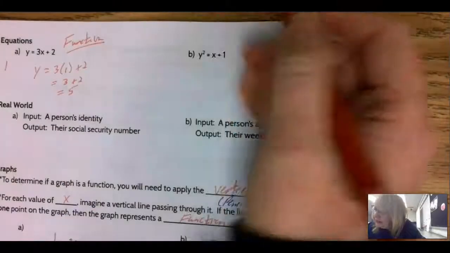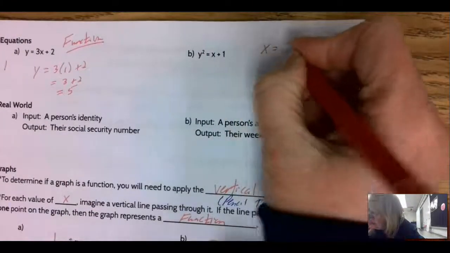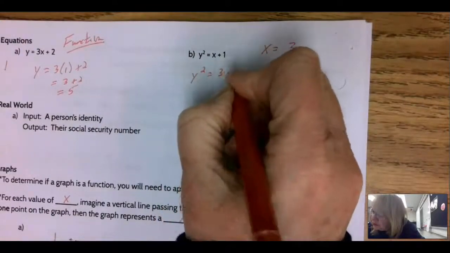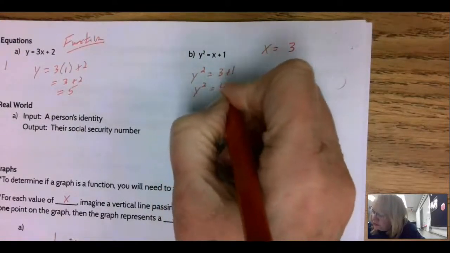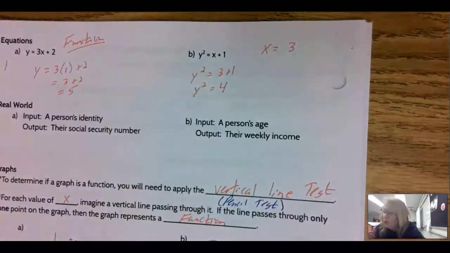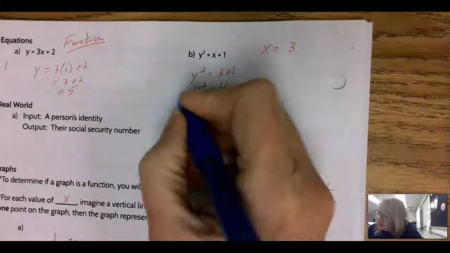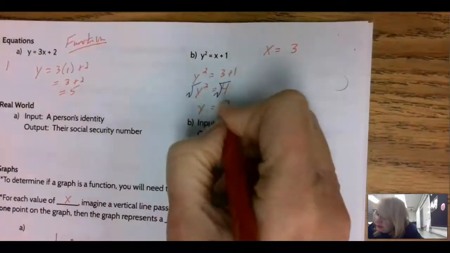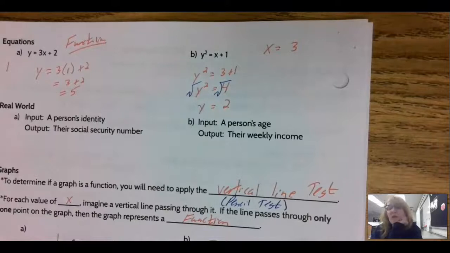Okay, now on this one, let's say that I pick x is equal to 3. So I get y squared is equal to 3 plus 1. So I get y squared is equal to 4. Now, what's happening here? Okay, we know how to do this, so then we take the square root of both sides, and we get y equals 2. But here's what we haven't really covered much.